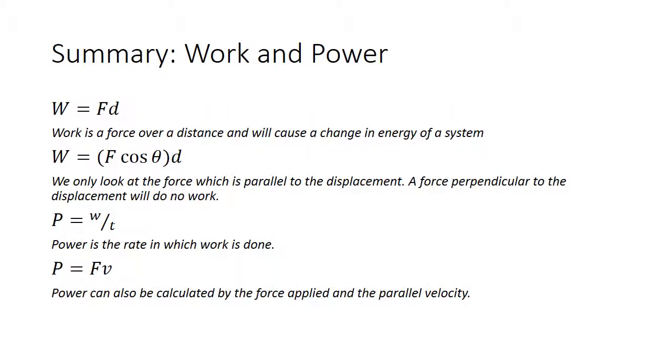Let's take a quick look at what we learned today. Work equals force times distance. You might hear us call this also displacement. If the force applied to an object is at an angle, we are only looking for the part of the force which is parallel to the displacement. Power is the rate in which work is done. We calculate it by the work divided by the time. And we can also calculate power by the force applied times the velocity of the object.